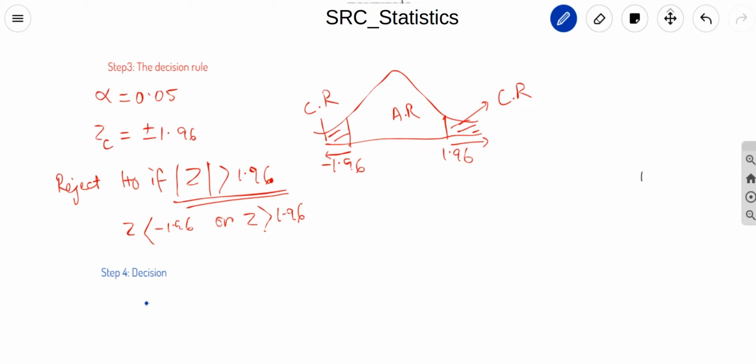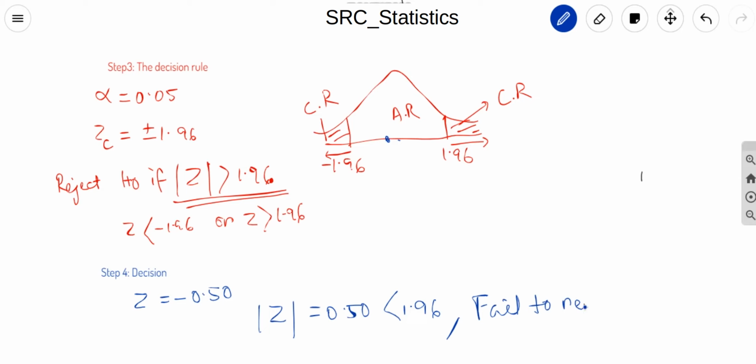Step 4 is the decision. Our value of the test statistic is Z equal to negative 0.50. We can clearly see that this negative 0.50 lies somewhere here, so it is lying in the acceptance region. Since the value of the test statistic, we make it modulus Z equal to 0.50 only, and this is less than 1.96. Therefore, we fail to reject the null hypothesis. So, this is our decision.